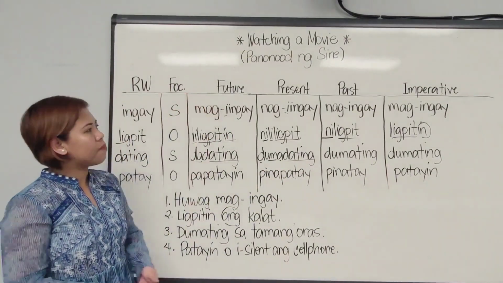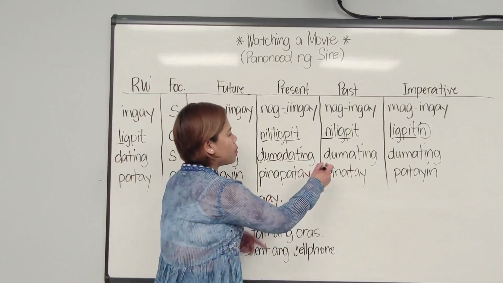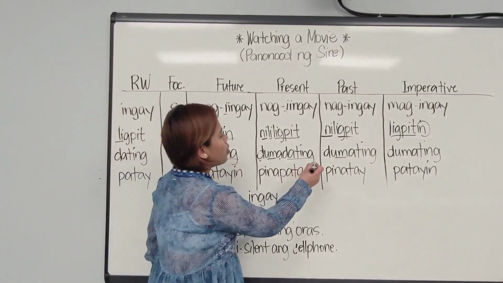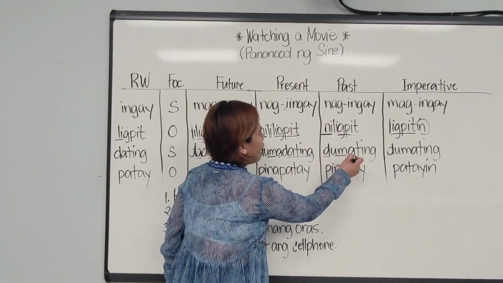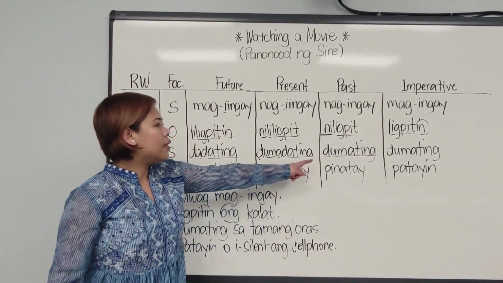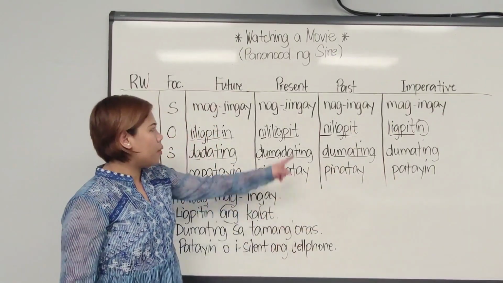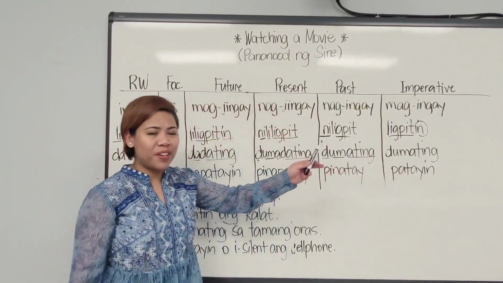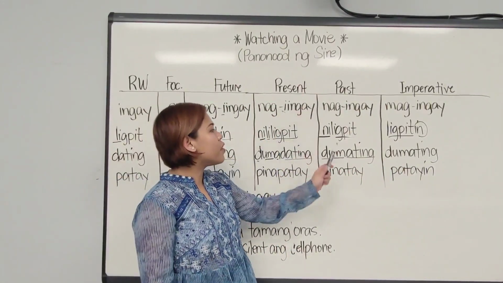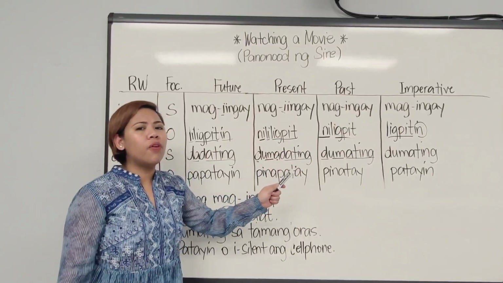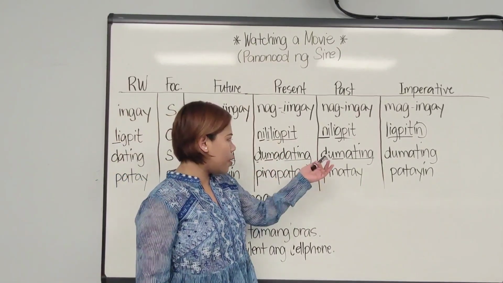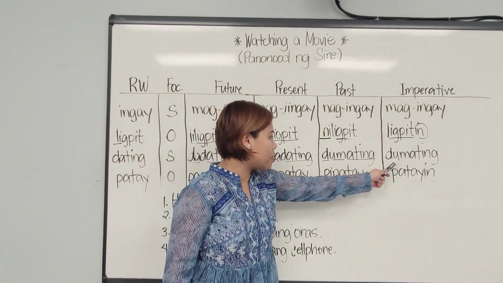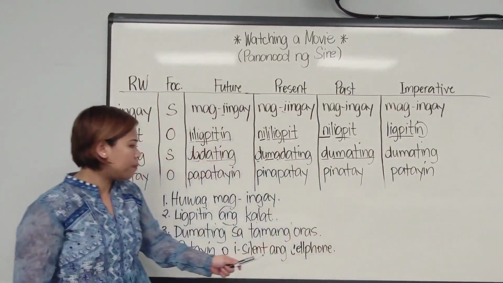Dumadating, present. Past tense, you still see the um but you do not repeat any of the syllables here anymore. Just the root word dating, dating. You just inserted the um there. So past tense will become dumating. And then the imperative form, if you can still remember in the previous lesson, whatever is the past form of the verb, if it is an um verb, then the imperative form will be the same as the past form. So dumating here, dumating there.